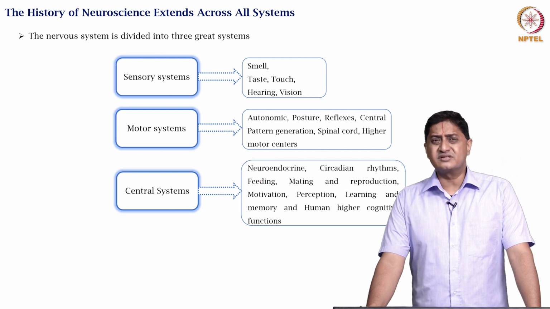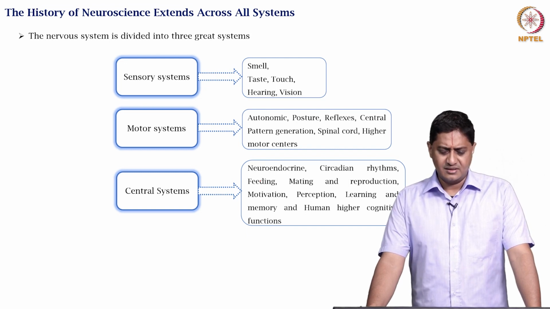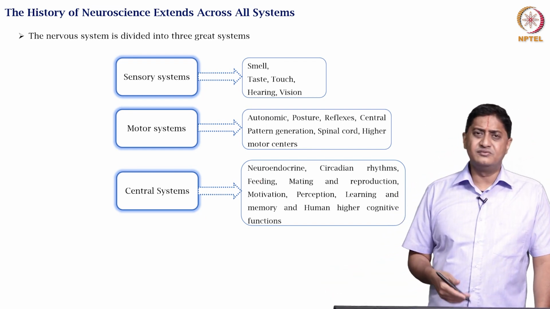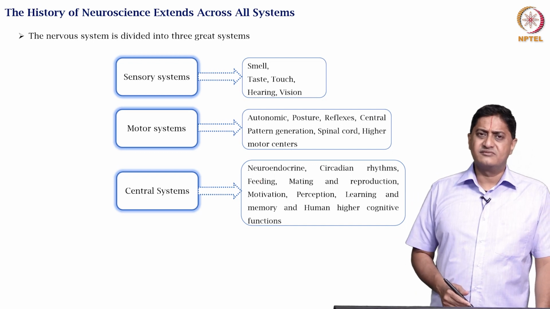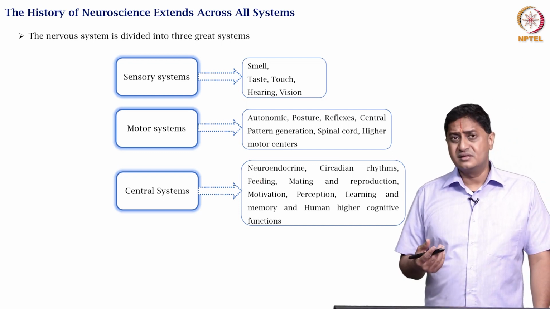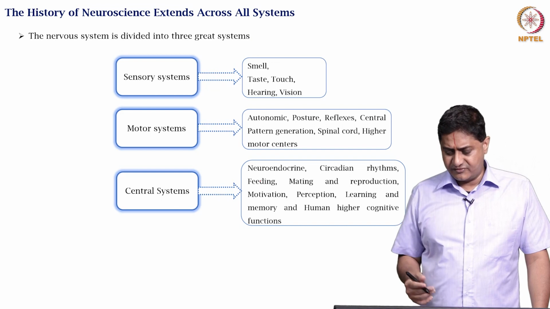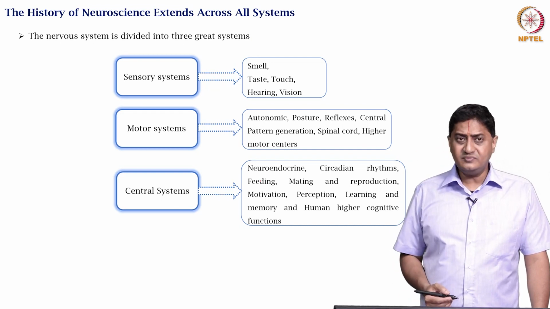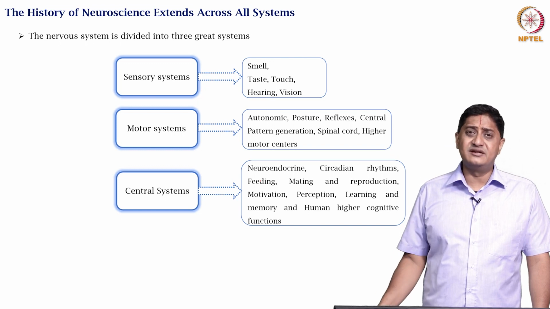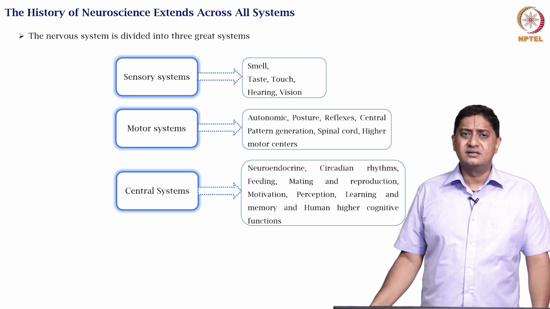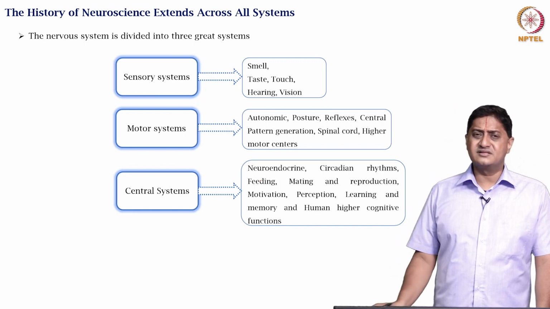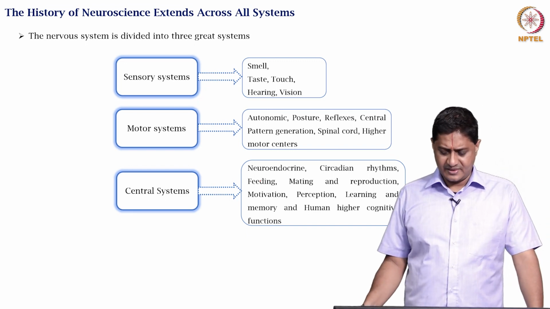neuroscience extends across many systems. Three great systems that we are interested in is essentially sensory systems. We know what the 5 senses are. These are the sense of vision, eyesight, hearing, smell, the chemical senses, smell and taste, and touch or the haptic sense. These are the 5 senses that we have.